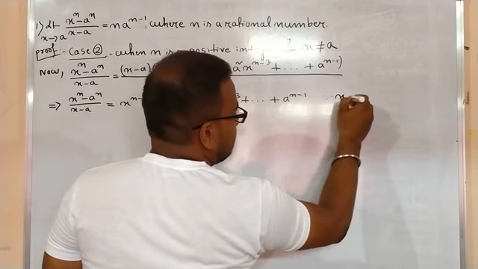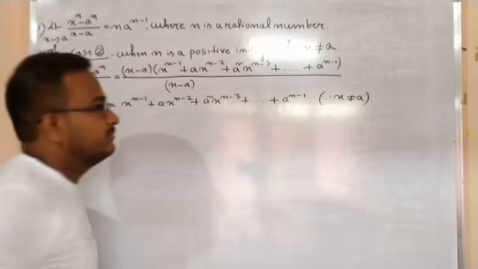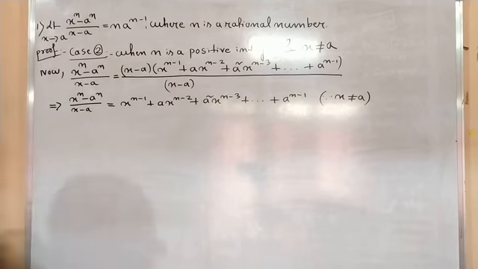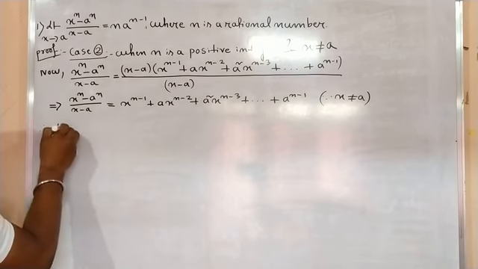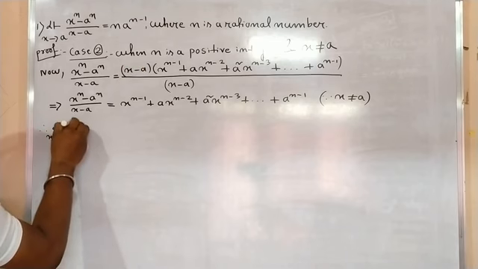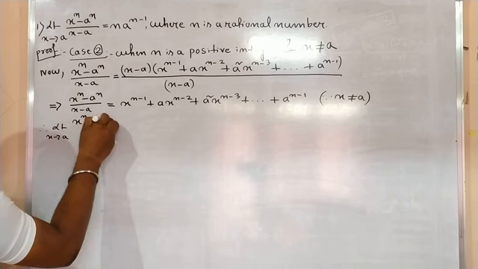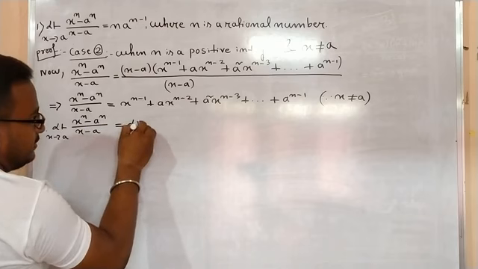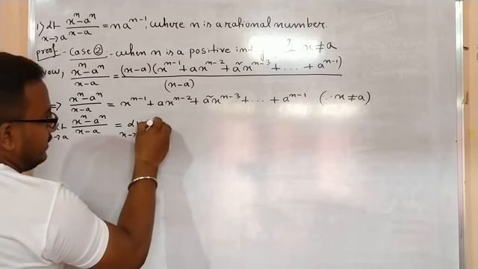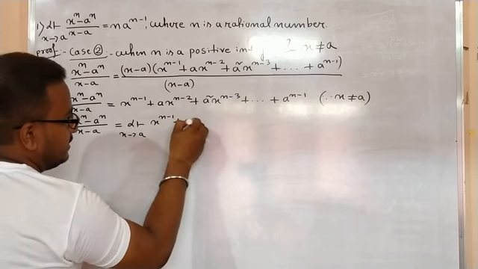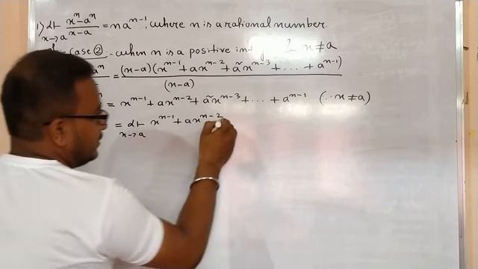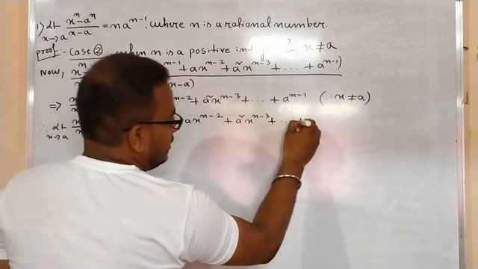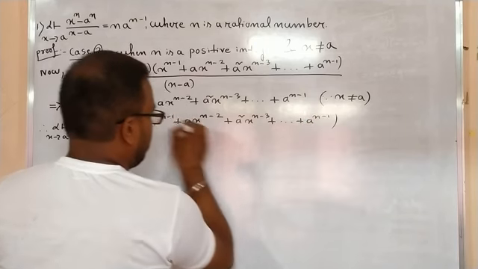Since x is not equal to a, that's why I can cancel this x minus a with this x minus a. Okay? So now take the limit. Therefore, limit x tends to a, (x to the power n minus a to the power n) by (x minus a) equals limit x tends to a, [x to the power n minus 1 plus a x to the power n minus 2 plus a square x to the power n minus 3 plus dot dot dot plus a to the power n minus 1].